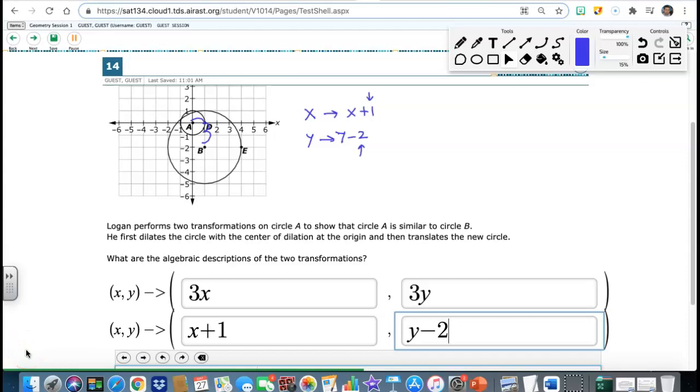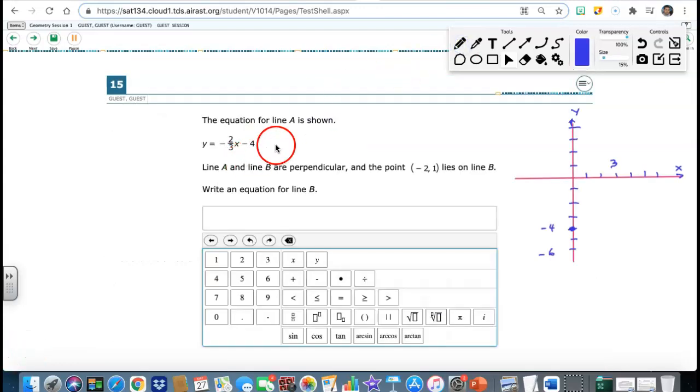Next one. Question 15. The equation for line A is shown. Y equals negative 2/3 of x minus 4. Line A and B are perpendicular. This is huge, by the way. They're perpendicular. And the point negative 2, 1 lies on line B. So this point belongs to line B. Write an equation for line B.